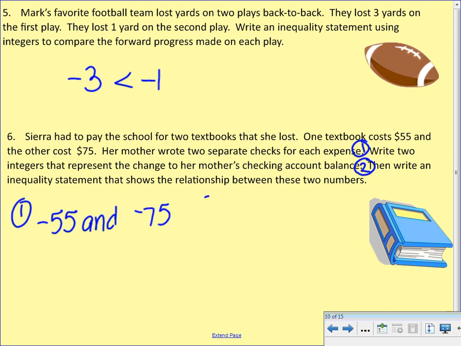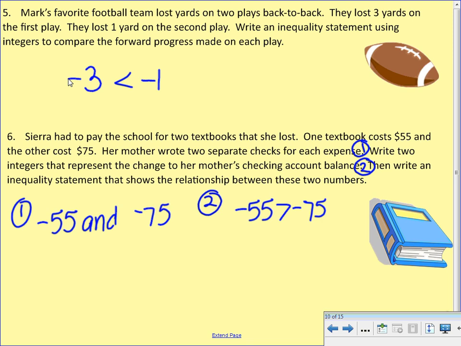Right. But now the second part is asking us to write that as an inequality statement. -55 is greater than -75. Right. -55 is greater than -75, because 55 is closer to 0, so that's the larger number.